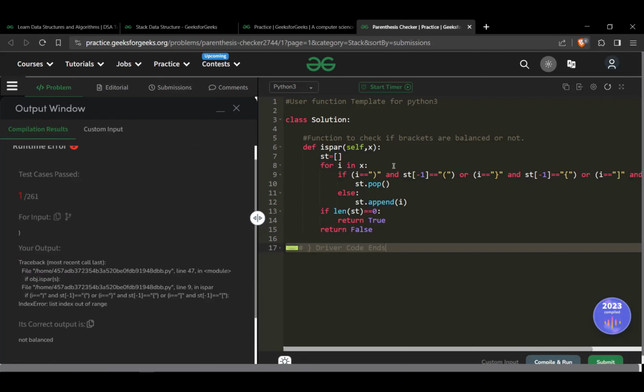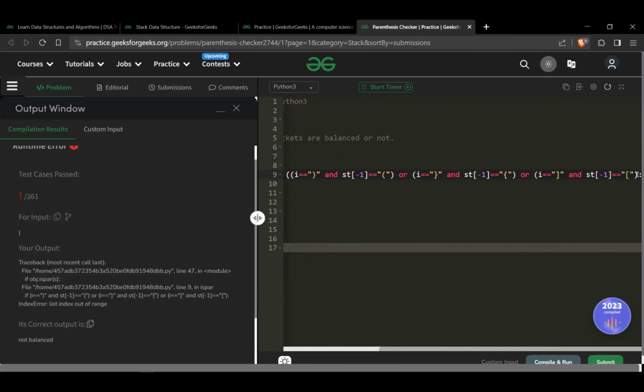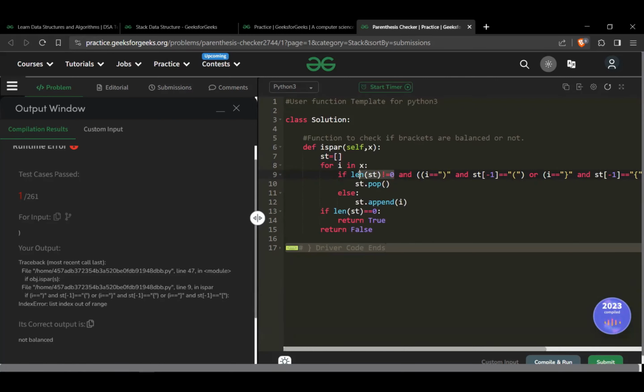Index out of range. Okay, so before accessing the stack top, we need to check whether an element exists or not. If it does not exist and we are trying to access it, then it will give an index out of range error. So we will check whether the stack is not empty and these conditions are satisfied. If it is, then let us submit it.